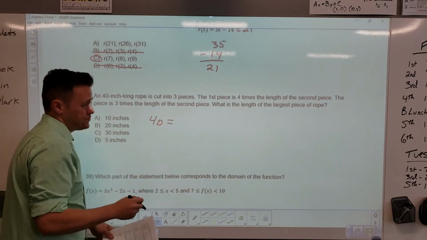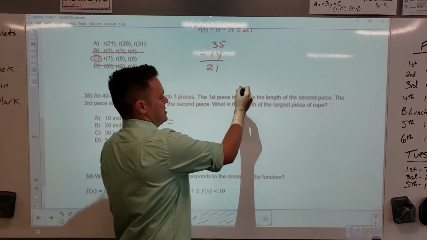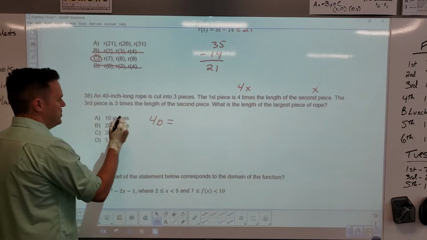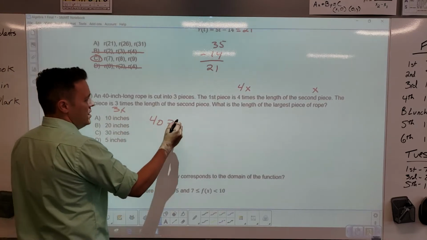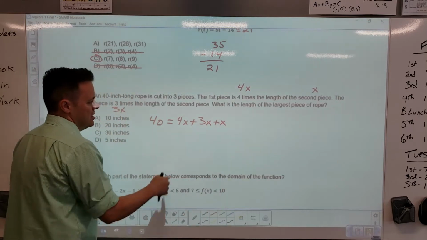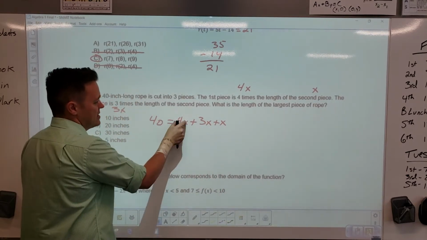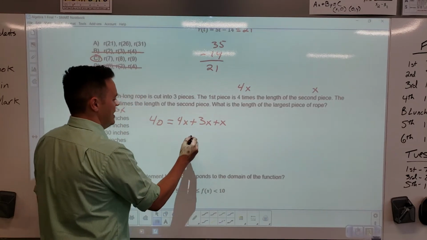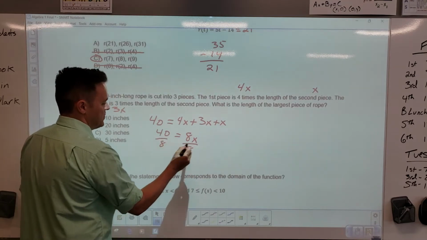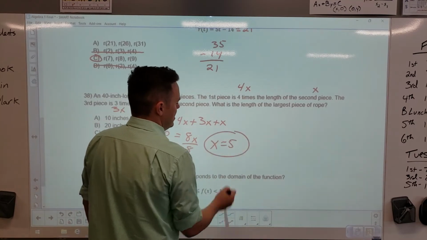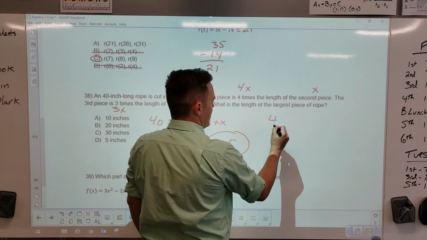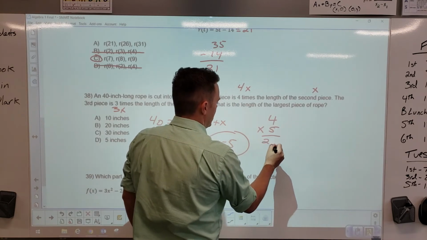38, you would write this equation out. 40 equals. The first piece is 4 times the length of the second piece, and the third piece is 3 times. As we mentioned in class, here's the equation that you write out for your 3 pieces. Add your x's up together. It's not 3 x's, there are 8 x's, as was so commonly mentioned in some of the classes today. Divide by 8, x equals 5. That's not what we're looking for. We want to know the length of the largest piece of rope. So we want 4 times 5, which is 20.